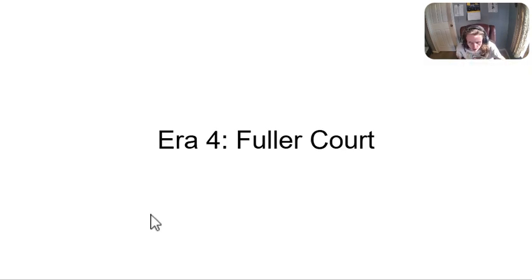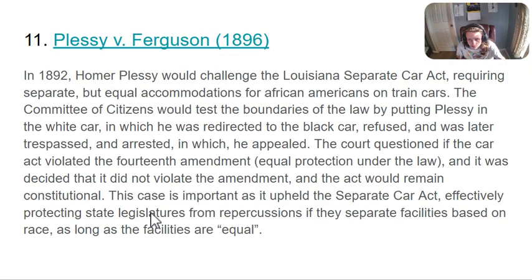In Era 4, we have the Fuller Court. Case 11 would be Plessy versus Ferguson.